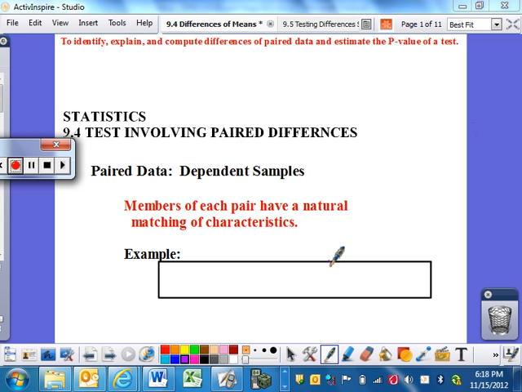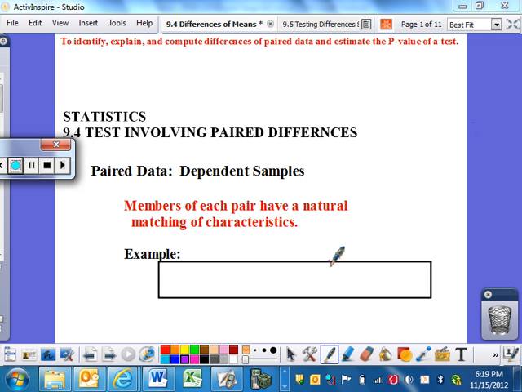Alright, here's the 9.4 notes. This section is all about testing involving paired differences. So the first three sections involved one particular situation, one sample, one thing, and we're just testing whether it was less than, greater than, or not equal to. Now we're going to get into two samples.